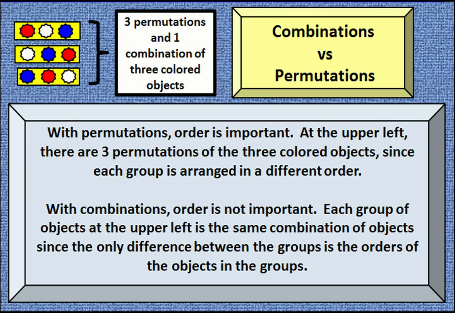Okay, let's look at the difference between combinations versus permutations. At the upper left, we are showing 3 permutations and 1 combination of 3 colored objects in the image. With permutations, order is important. At the upper left, there are 3 permutations of the 3 colored objects, since each group is arranged in a different order. With combinations, order is not important. Each group of objects at the upper left is the same combination of objects, since the only difference between the groups is the order of the objects in the groups.